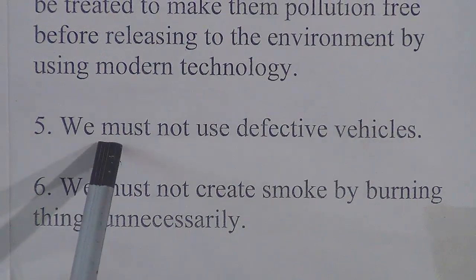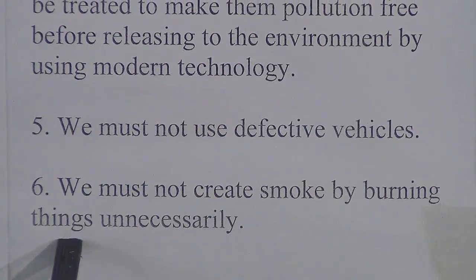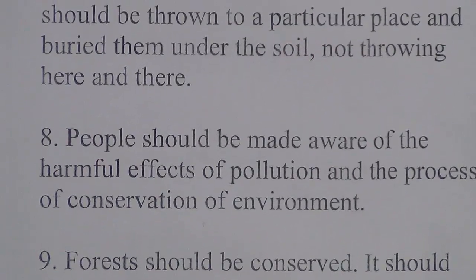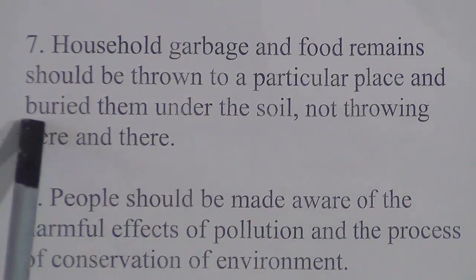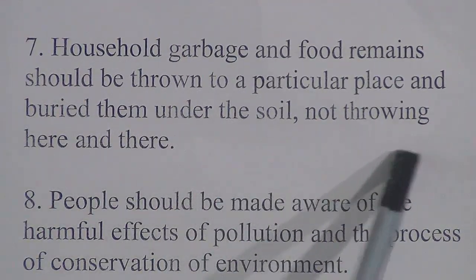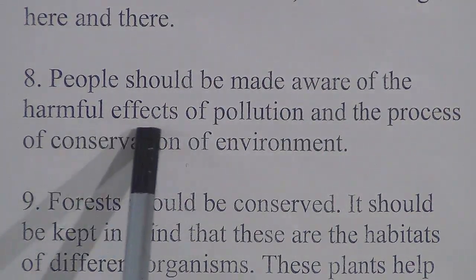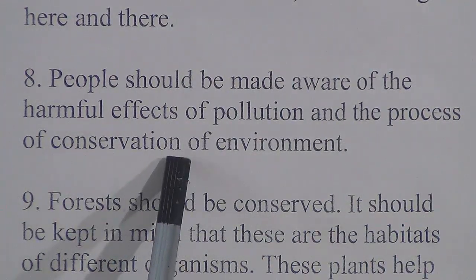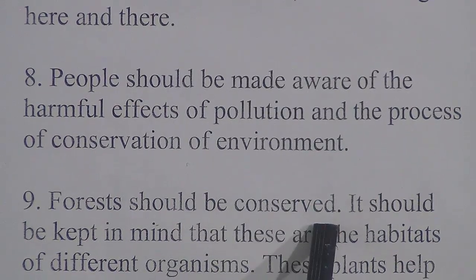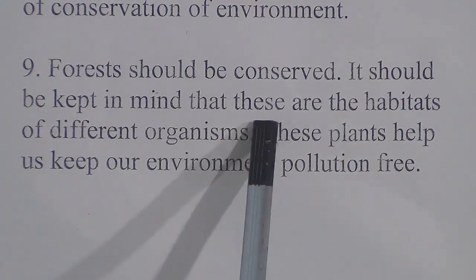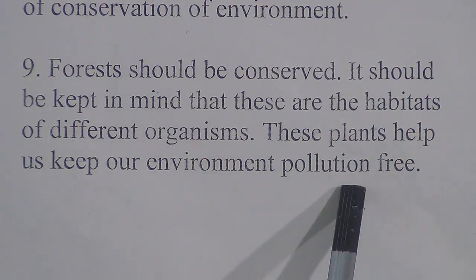Number five point is we must not use defective vehicles. And number six, we must not create smoke by burning things unnecessarily. And now number seven point is household garbage and food remains should be thrown to a particular place and buried under the soil, not thrown here and there. Now number eight point is people should be made aware of the harmful effects of pollution and the process of conservation of the environment. Now number nine point, forests should be conserved. It should be kept in mind that these are the habitats of different organisms. These plants help us keep our environment pollution free.